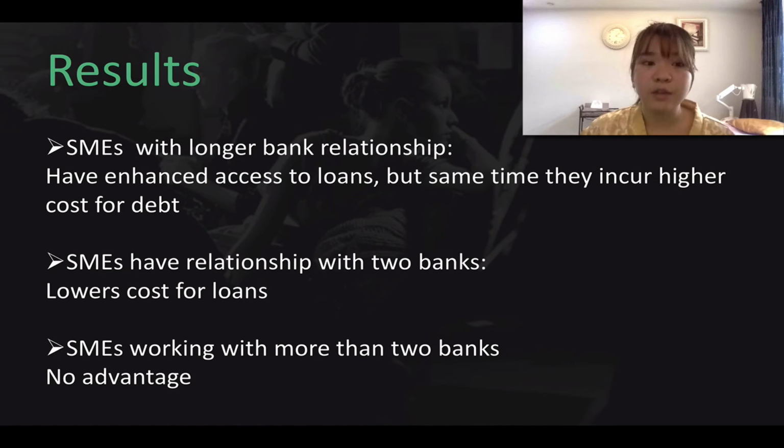The second is that SMEs with a relationship with only two banks would have lower cost for the loans. The third is SMEs working with more than two banks. There were no advantages compared with the first two, and therefore the longer or more concentrated relationship is not always beneficial for the SMEs' operation. It depends on the number of banks they have relationships with.